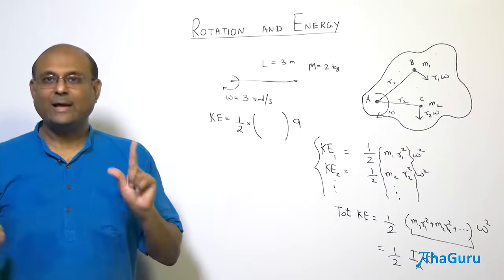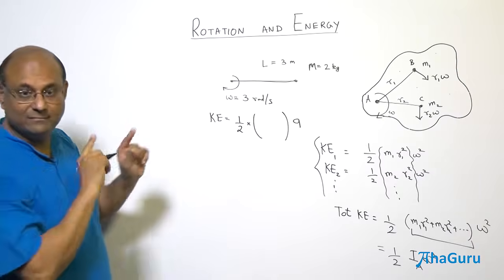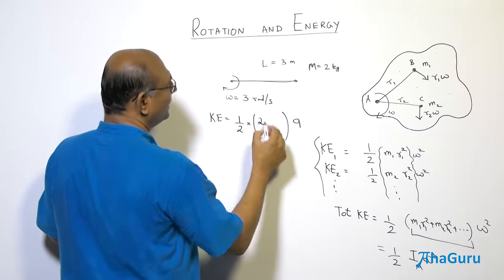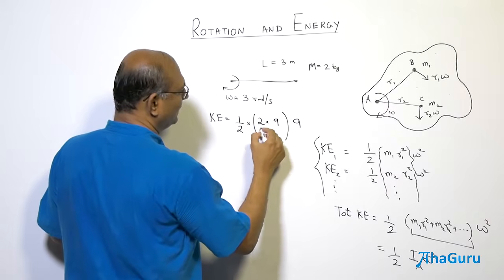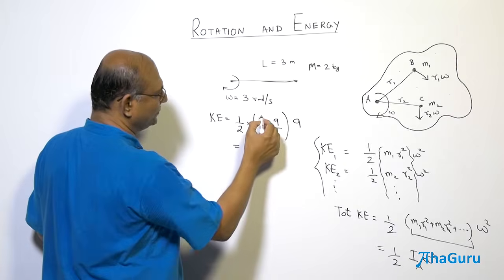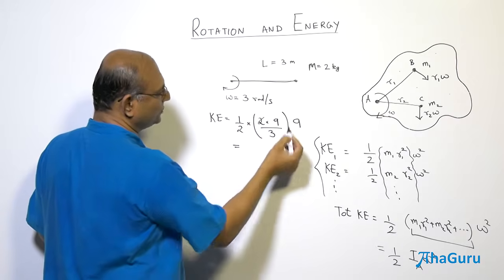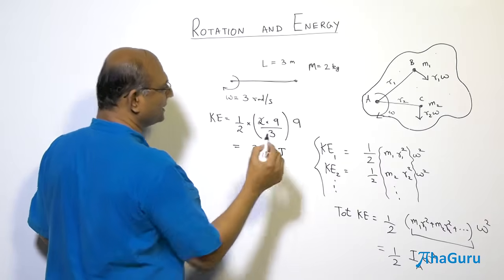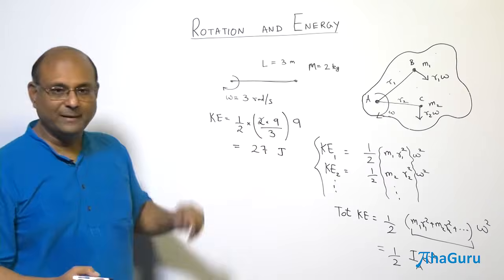You know the formula, m l square by 3. So this is m, which is 2, l square, which is 9, by 3. Okay, so now if I try to calculate this, you can see that I can cancel this out. And so that is 3 into 9, 27 joules.